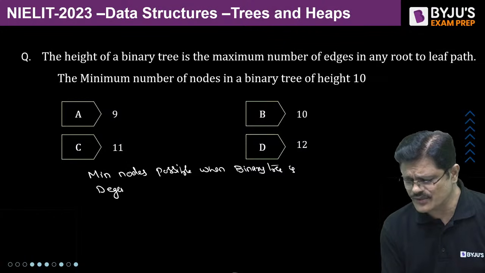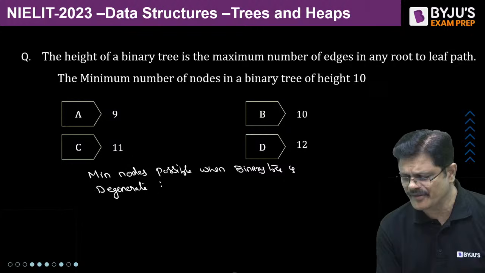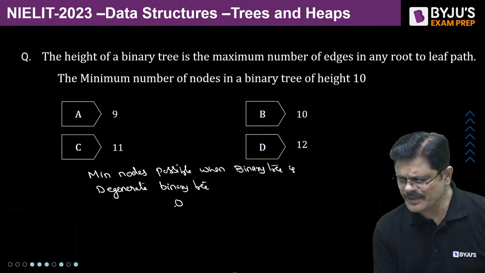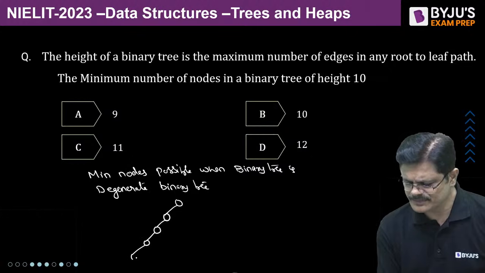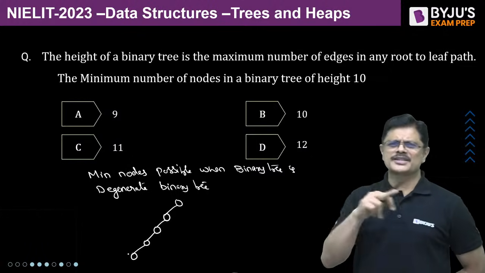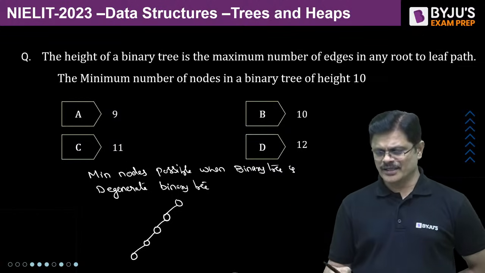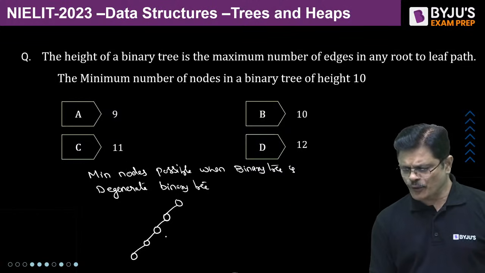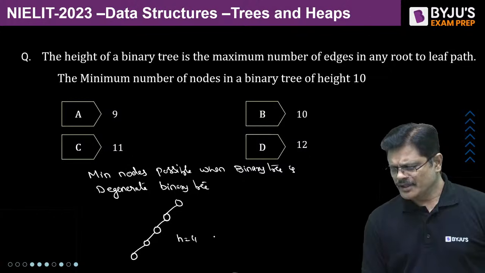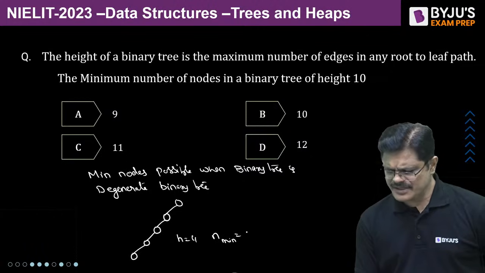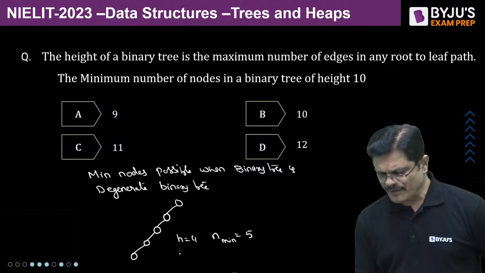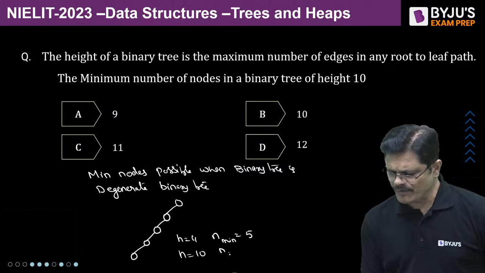We generally call this a degenerate binary tree. Degenerate binary tree means something like this: skewed left or skewed right or zigzag, anything you can call it. Height 10, I cannot show you that. If you see, height here is 4. For height 4, the number of nodes, I write it as n minimum, is equal to 5. So similarly for height 10, the minimum number of nodes would be 10 plus 1, which is 11.